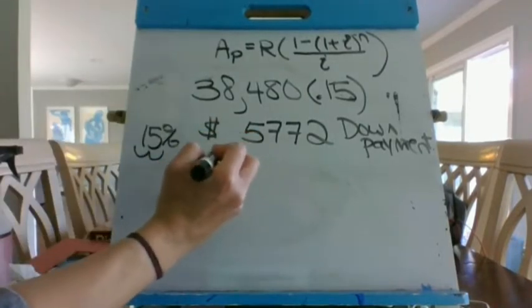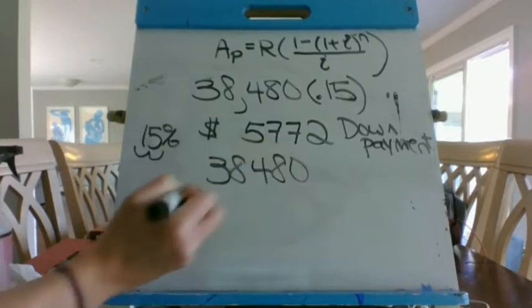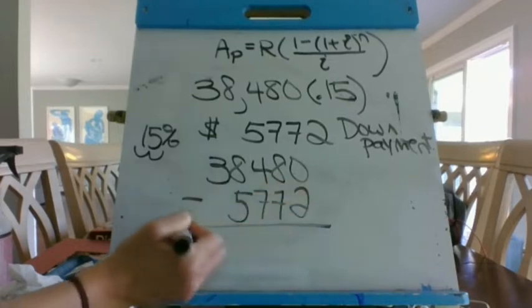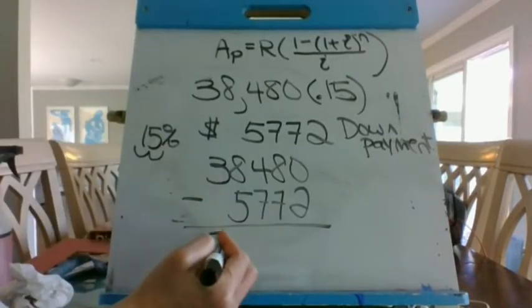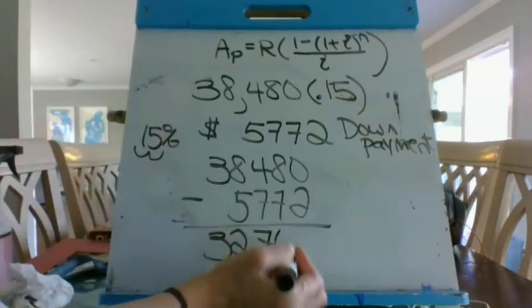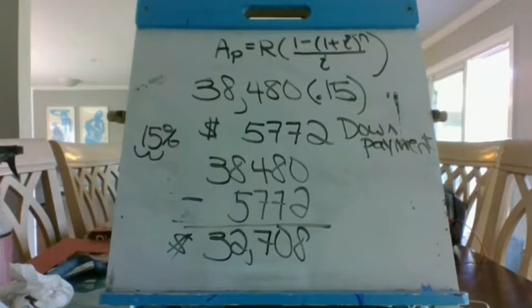Then you're going to finance the rest, because not many people have $38,000 just lying around in their account. So we're going to take $38,000 and subtract the $5,772 to find out what we're financing. So you're going to be financing $32,708. That's the amount of money that you're going to be paying in the loan.